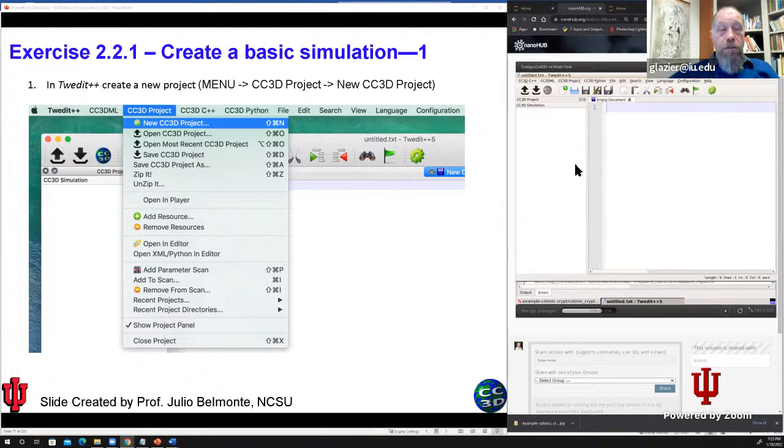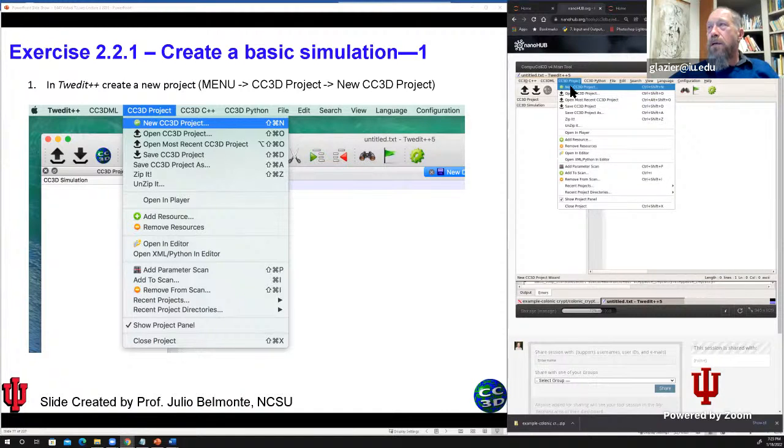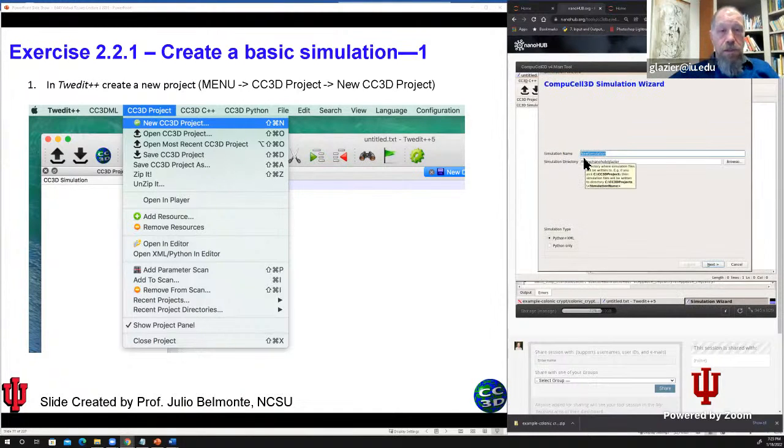I'd like you to go into Twedit, and we'll do the same thing we did last week, which is we're going to create a new simulation. And so go up to CC3D project, new CC3D project. And then give people a few seconds to get Twedit launched, and make sure people can follow along.